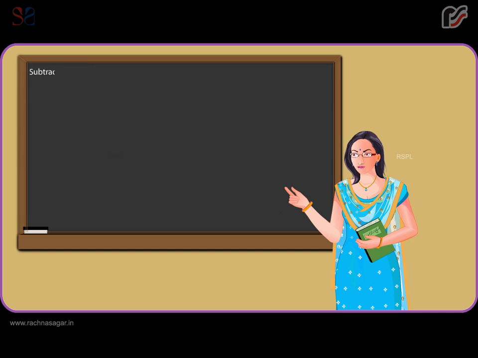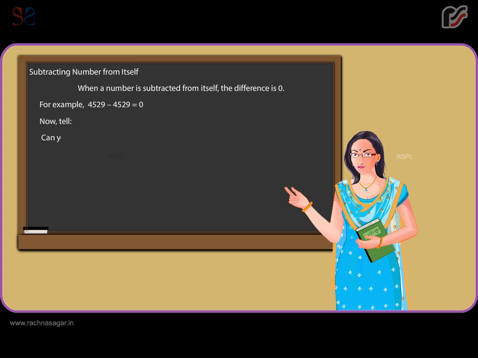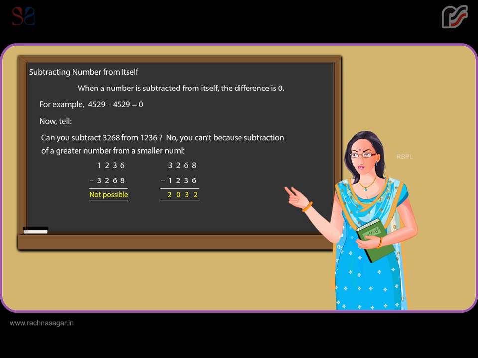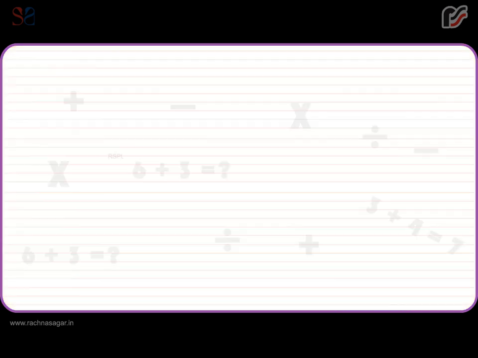Subtracting number from itself. When a number is subtracted from itself, the difference is 0. For example, 4,529 minus 4,529 is equal to 0. Now, tell, can you subtract 3,268 from 1,236? No, you can't, because subtraction of a greater number from a smaller number is not possible.